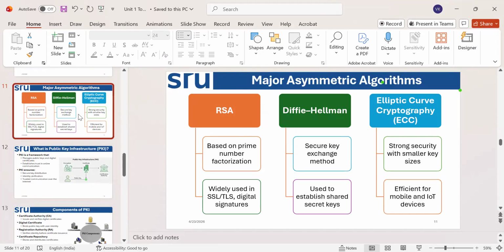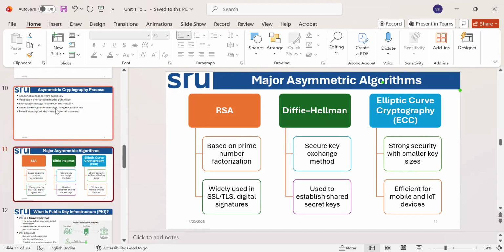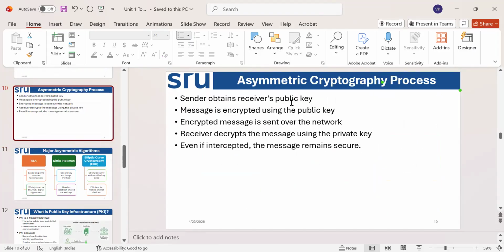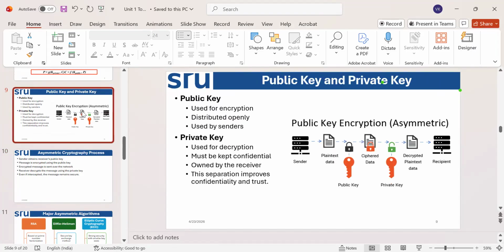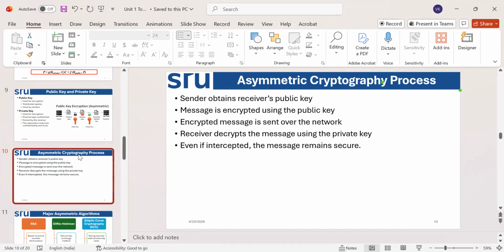And Diffie-Hellman, we understood the key exchange method. Elliptic curve cryptography gives strong security and suits mobile and IoT devices. In the asymmetric cryptography process, as we discussed, the sender encrypts with the receiver's public key and then the receiver decrypts with the receiver's private key. Like that it works. Okay, it's secure but slow, but symmetric is fast.